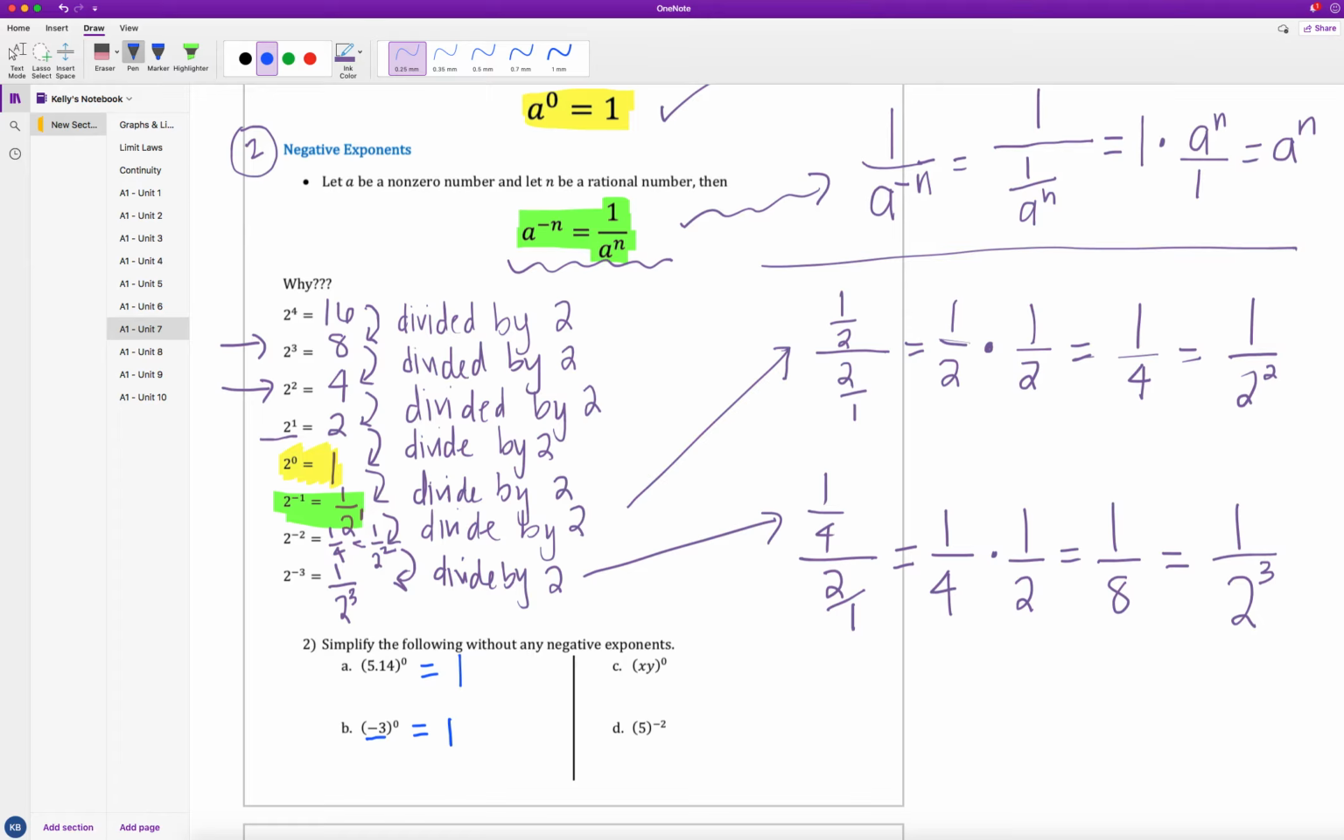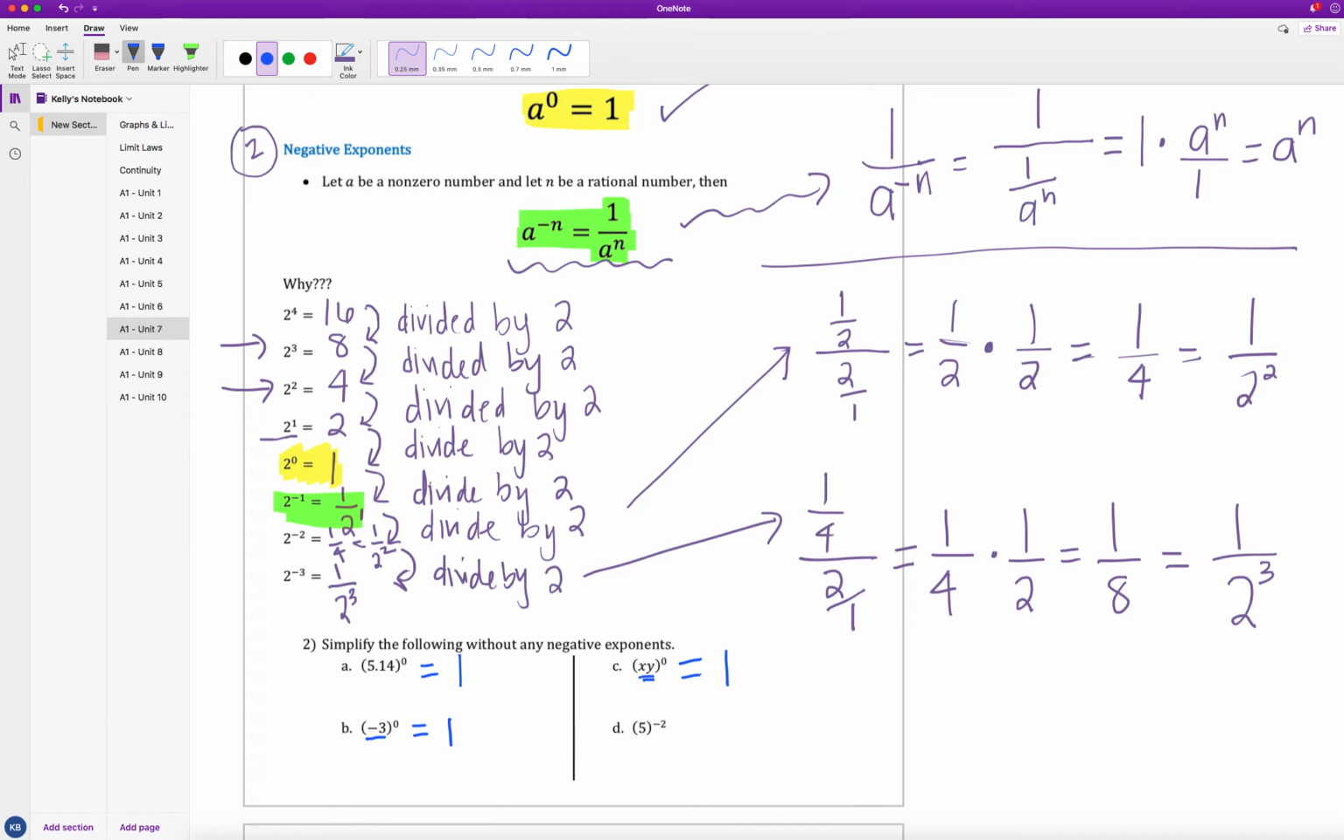Okay, let's look at c. So c says x times y to the 0 power. I don't just have to have my base being a number, and we're going to see in this learning target that most of the time our base is actually going to be other variables, but these properties still hold. So whatever's inside here, my x times y, it's all being raised to the 0 power, so this entire expression is equal to 1.